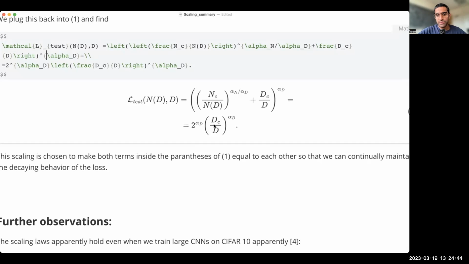So already at this point, what can we say? What we can say is that in order to make these models better, it's important that they become bigger and that we have more data.